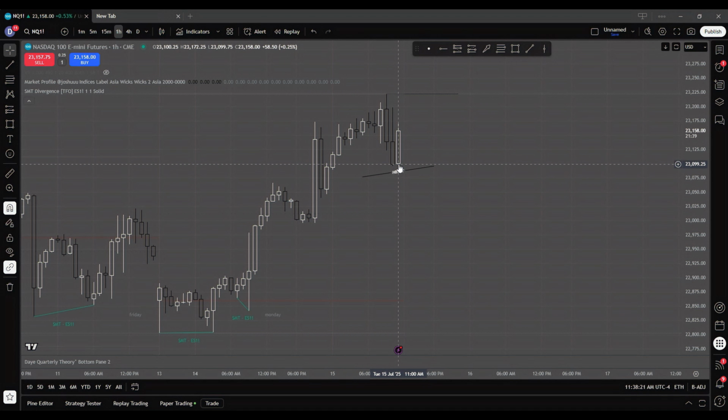Turn off wicks, see if the bodies have closed over that low. If it has, then that's a hidden body sequential SMT. It can make your sequential SMT stronger. But yeah, that's basically all it is.